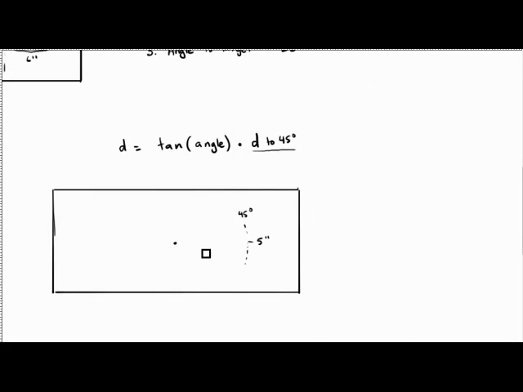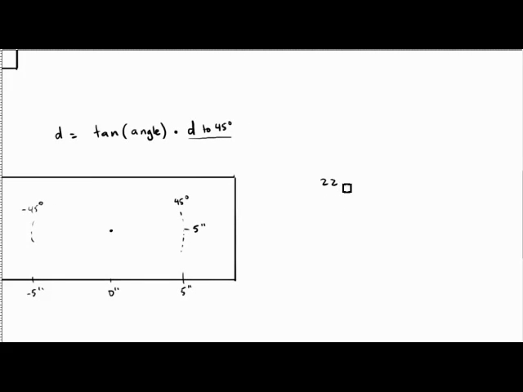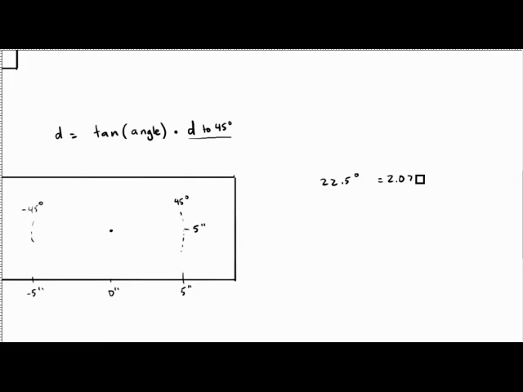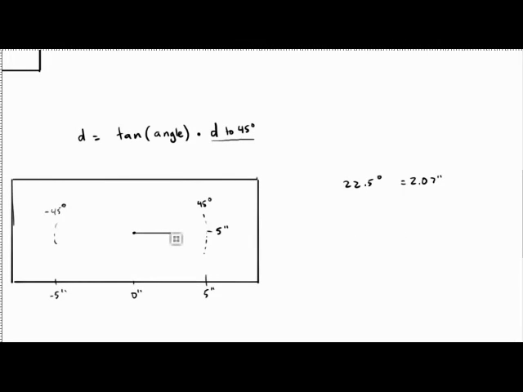So if I want to work out how far out it is, this is going to be 5 inches, this is 0 inches, and 45 degrees in the other direction is going to be minus 5 inches. So if I want to know where 22.5 degrees is, I take the calculator, I type 22.5, I take the tangent, and I multiply by 5 inches, and I get 2.07. So that tells me if I go to the right 2.07 inches, that's exactly where I should find northeast.